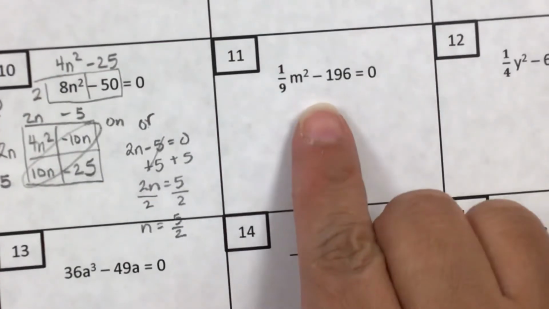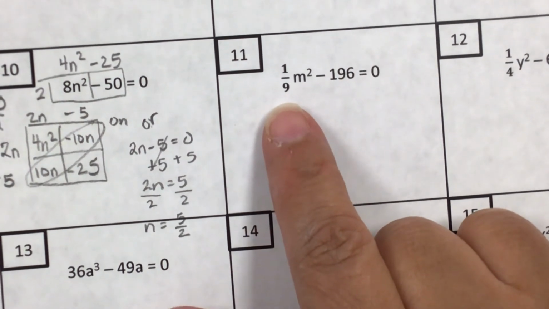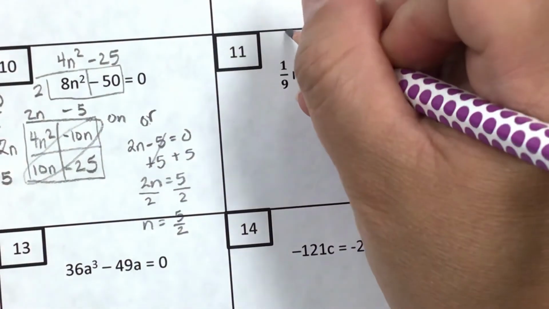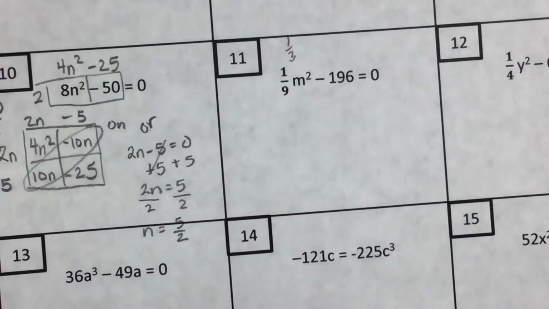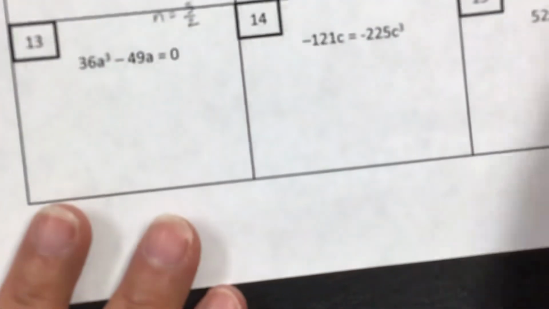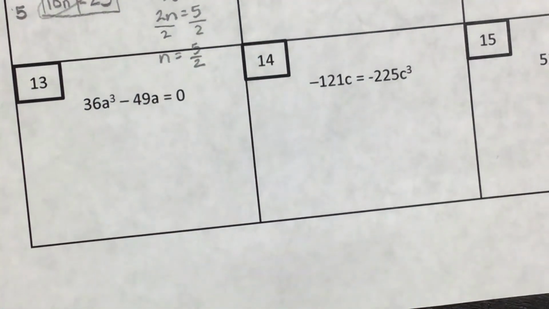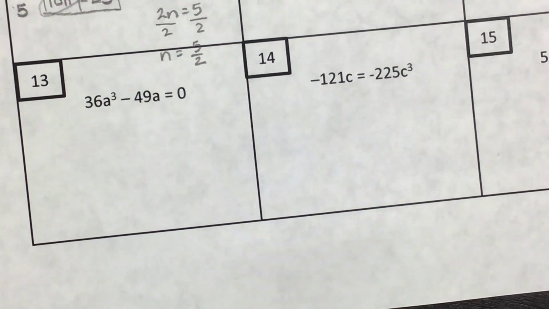Please don't be scared of fractions. It is still a perfect square. The perfect square for this one would be the 1/3 because 1/3 times 1/3 makes 1/9. And then when you have equations that don't equal 0, make sure that you move them and factor out anything you need to have that perfect square.